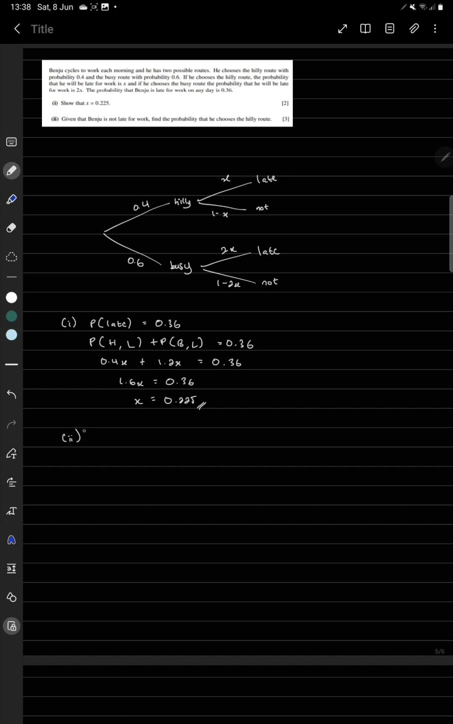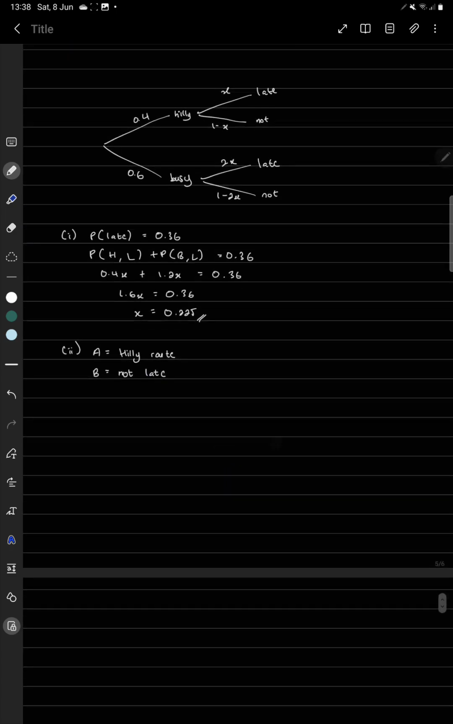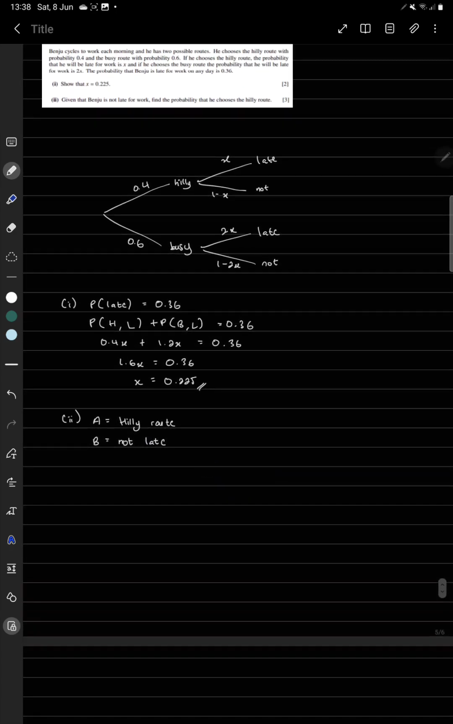The next part says, given that Benju is not late for work, find the probability that he chooses the hilly route. A very big hint here: given that Benju is not late for work. So let's define the two different events. Event A is he chooses the hilly route, and B is he is not late. This B is going to be the given, so we call it conditional probability.